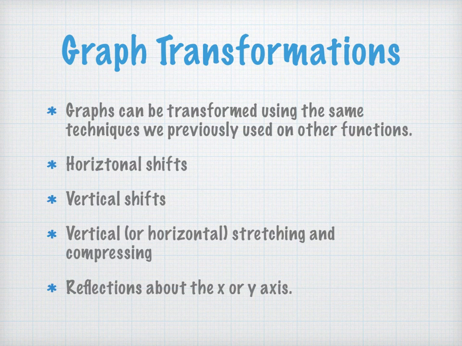Now, as I said, graph transformations can and will happen. So the different transformations that we know, the horizontal shifts, vertical or horizontal stretching or compressing, and reflections about the x or y axis, all of those are transformations that may happen. So we need to keep those in mind as we're thinking about the graphs of these functions.